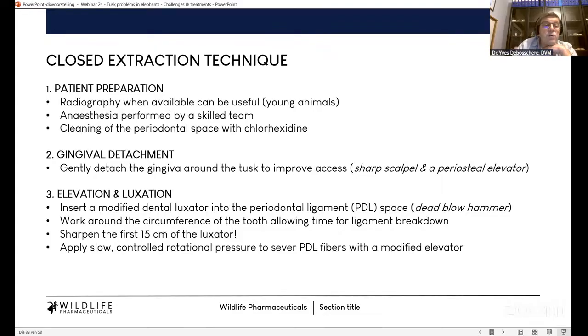And then we have to luxate and elevate the tusk. So we insert a modified luxator to break the periodontal ligament, and then we work around. You will see that the first 15 centimeters of my luxator are shortened, so that I can cut slowly around. And the pressure that I give is really to cut the periodontal fibers.